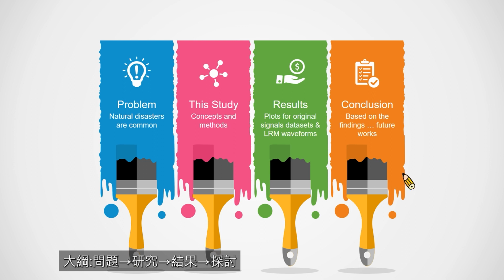So, to preprocess the vibration data of wind turbines, we have four parts to talk about. The first part is about the maintenance problem that drives this research. The second part is about how this study is progressed. The third part shows the results. And the last part gives the conclusion.